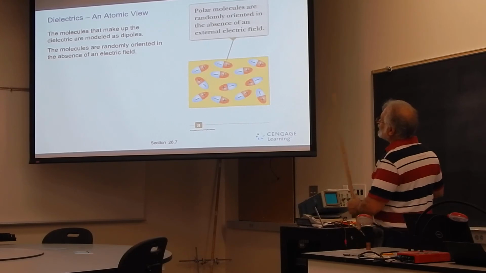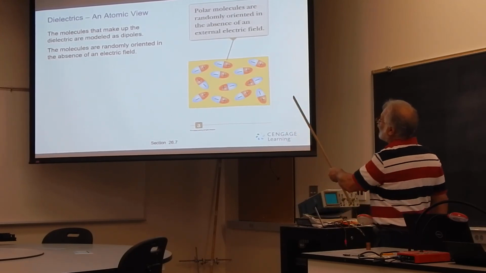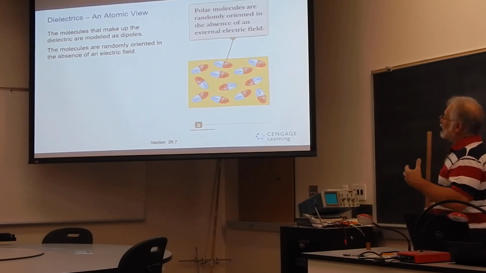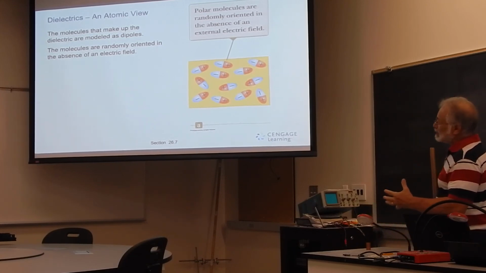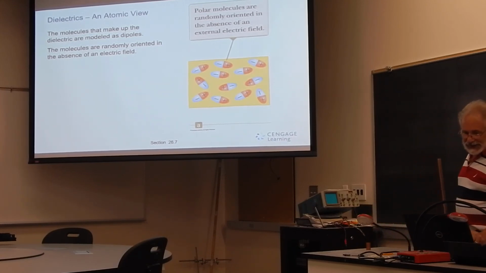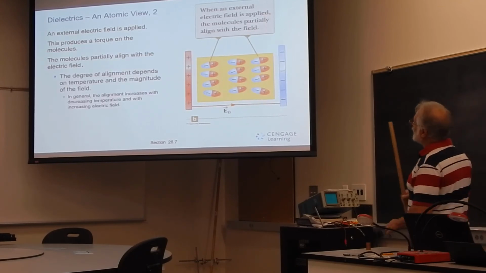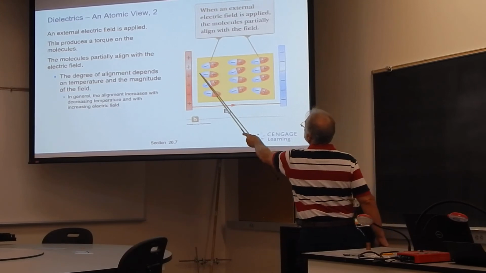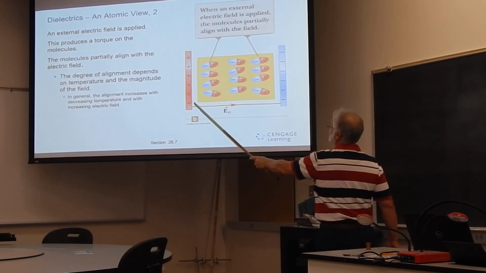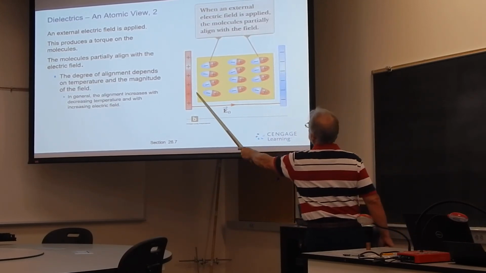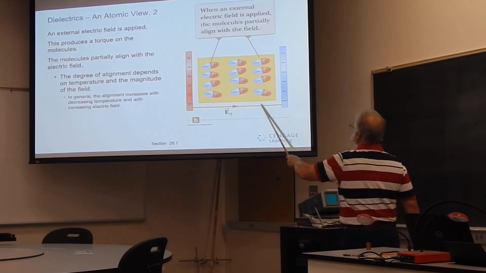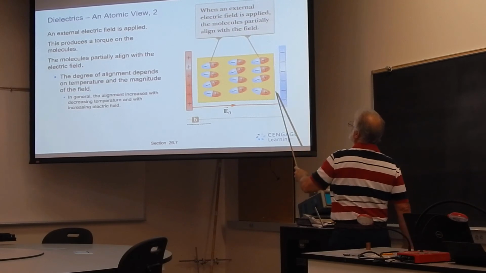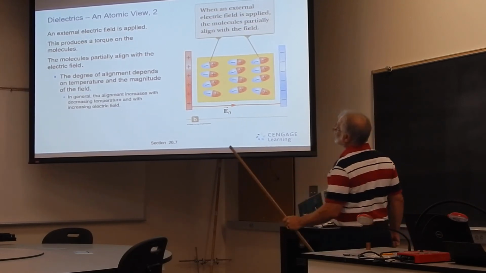Molecules that make up the dielectric are modeled as dipoles. The molecules are randomly oriented in the absence of an electric field. But if I put them in the presence of an electric field, notice what will happen. These guys will align. All the positive charges will be aligned this way, all the negatives this way. If my electric field is going in this direction, as in a capacitor, all the positives are going to be to the right, and the negatives will move to the left.